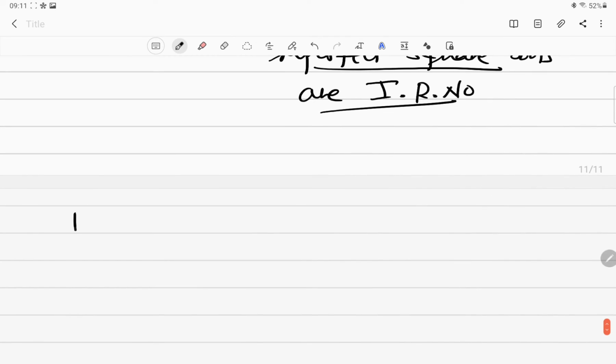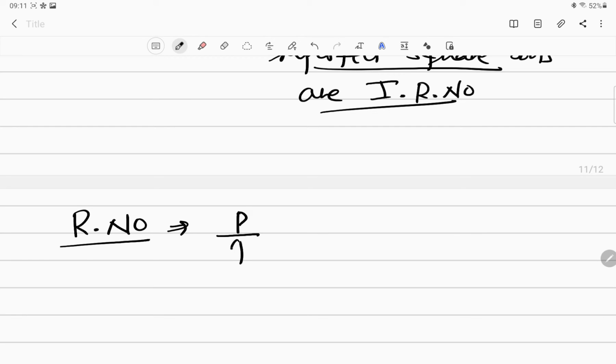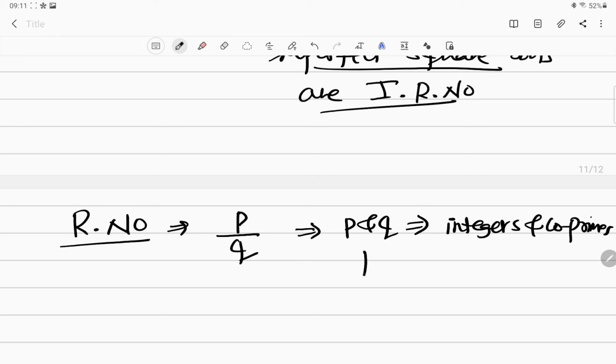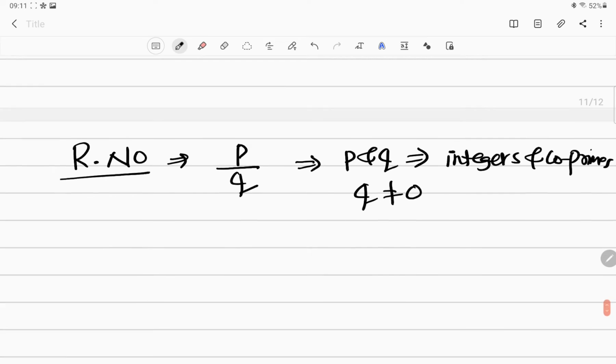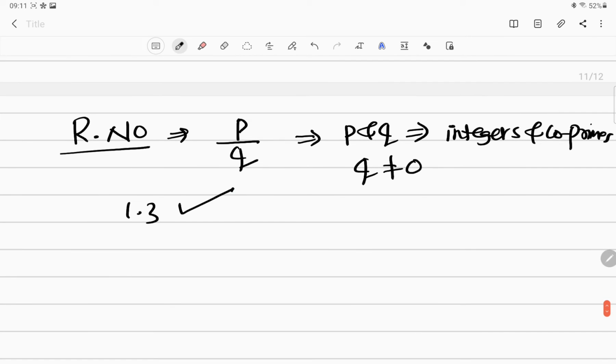So just to summarize the video, once again I'm telling you, a rational number means it should be in the form of p by q, and p and q should be integers, and they should be co-primes also. What is the meaning of co-primes? Refer back to the previous video. q should not be equal to 0. 1.3 is a rational number because its decimal expansion is terminating. 1.33333 is also a rational number because even though it is non-terminating, the decimal is repeating.